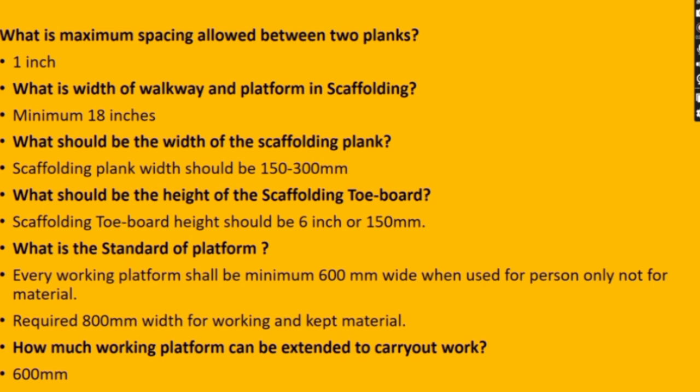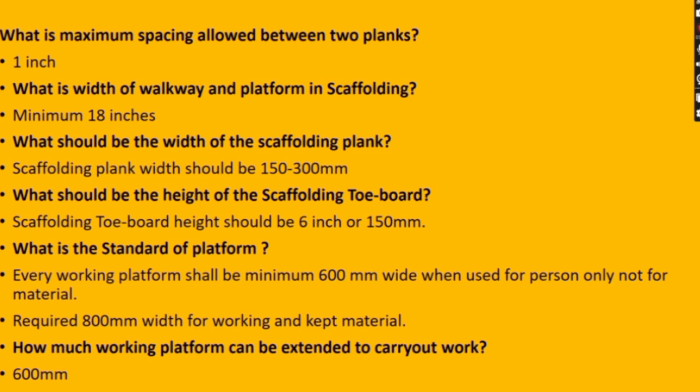What should be the width of a scaffolding plank? A scaffolding plank width should be 150 mm to 300 mm. What should be the height of the scaffolding toe board? A scaffolding toe board height should be 6 inch or 150 mm.